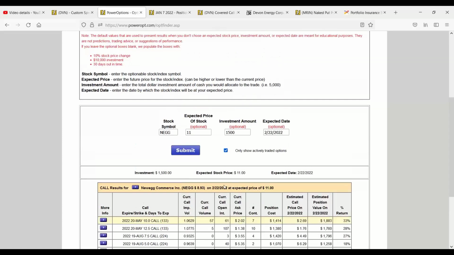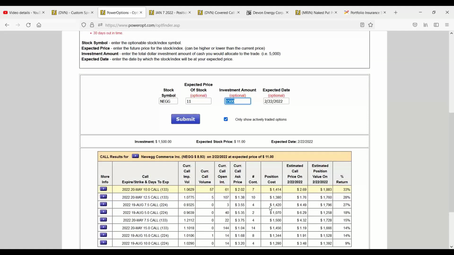So here's NEGG priced at around $9. I'm telling the system, if I expect it to move up 2 points with $1,500 invested in the position, and I expect it to hit around February 22nd, what this tool showed me are which options would give me the best theoretical return if the stock hit my target price on my target date. With the stock at $11, it pulls up the May 10 call, which I could buy right now for a price of 202 and has an implied volatility of 1.06, pretty high.